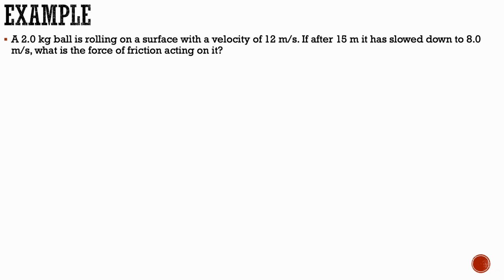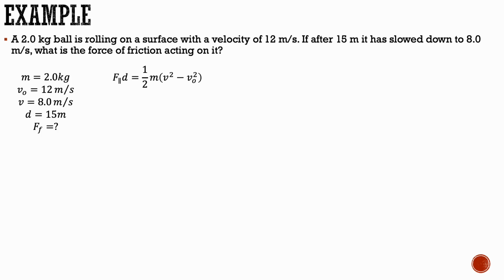Okay, next example, we have a 2 kilogram ball rolling on a surface with a velocity of 12 meters per second. If after 15 meters it has slowed down to 8 meters per second, we want to know what the force of friction acting on it is. Things that we know off the start: our mass is 2 kilograms, our initial velocity is 12 meters per second, our final velocity is 8 meters per second, and it traveled a distance of 15 meters. We're solving for the force of friction, which in this case would be our force parallel.